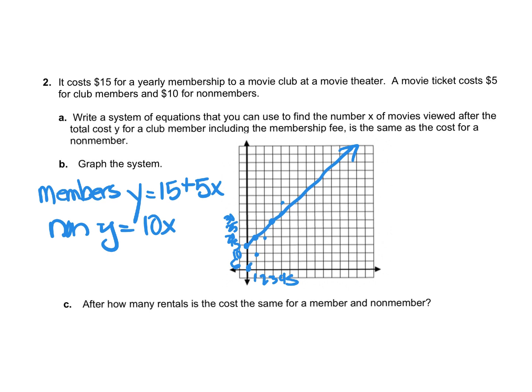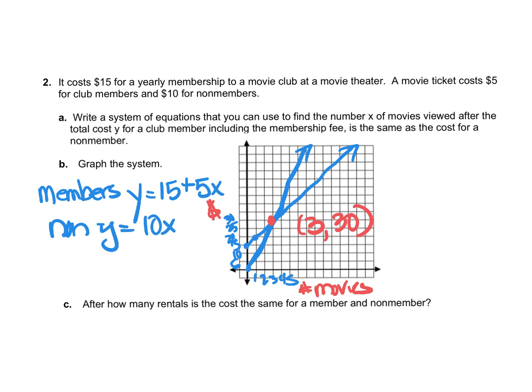All right, so this one's going to continue, and it's going to go in a straight line. I can't get these straight. But let's come right here, and it looks like right here is the place in which it intersects. It is at 3, 30, meaning that after 3, this is the number of movies, and this is the cost. So after 3 movies, it's going to cost $30 for each instance. So if you're a member, after 3 times, it'll cost you $30. And after 3 times, the non-members are also going to spend $30.